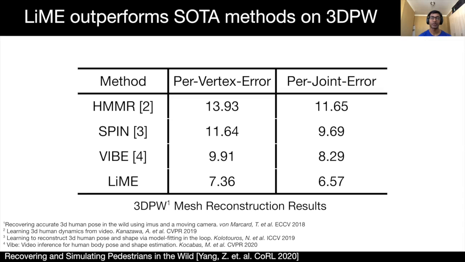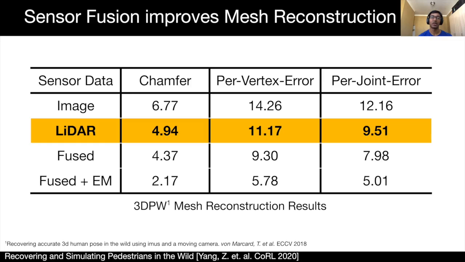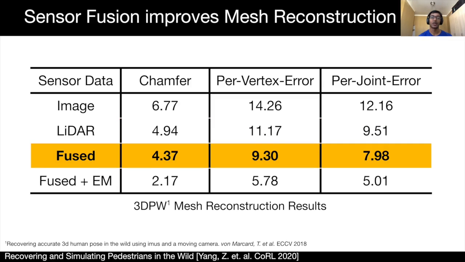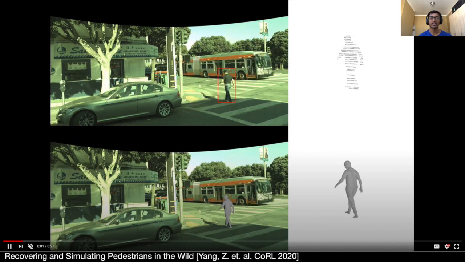We now show results. Compared to state-of-the-art image-only models, LIME achieves better performance on mesh reconstruction and pose estimation metrics. LIME performs well because we incorporate multi-sensor data. LIME with LiDAR alone significantly improves mesh reconstruction over image, and using both further improves results, especially when incorporating energy minimization. We now show qualitative examples.